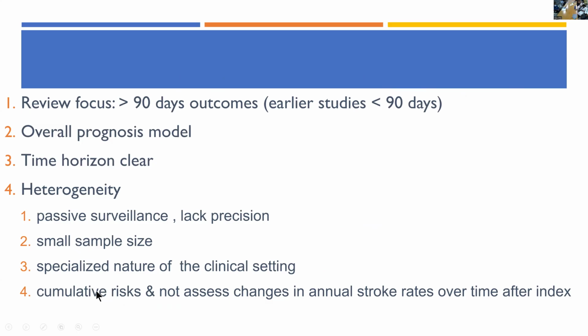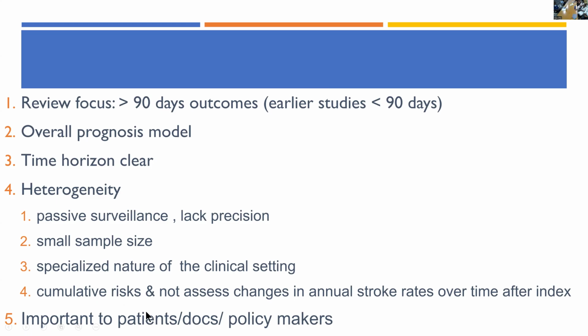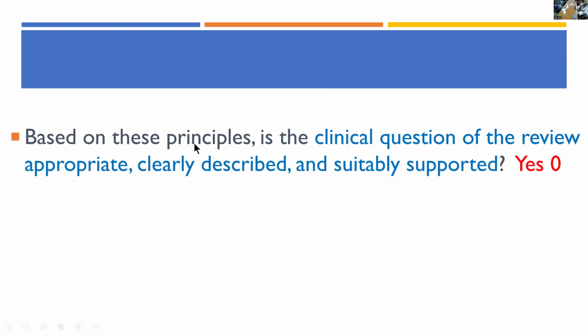They have mentioned 4 points why there may be heterogeneity. I'm not going to go through all four, but for example, somebody may do passive surveillance. A registry-based study is called passive surveillance. If you come to a hospital with a stroke, you're registered. It's not that, oh, you have TIA, every month I'm going to follow you up. Phoning you up every month is called active surveillance. So there may be a difference between one study that did passive surveillance and another that did active surveillance. Like this, they have identified 4 factors which are possible for heterogeneity. And I think it is important to me, but it may not be interesting for somebody else. Based on these principles, is the clinical question of the review appropriate and clearly described? And I said the answer to that question is yes.